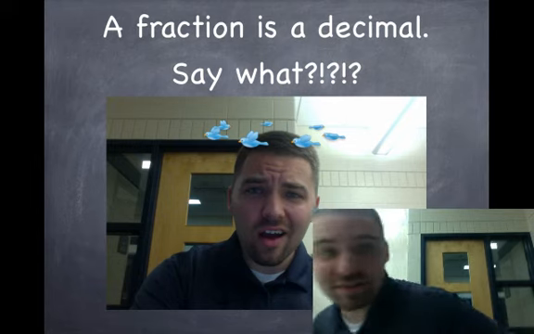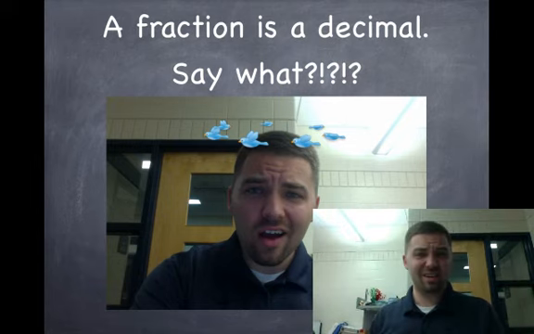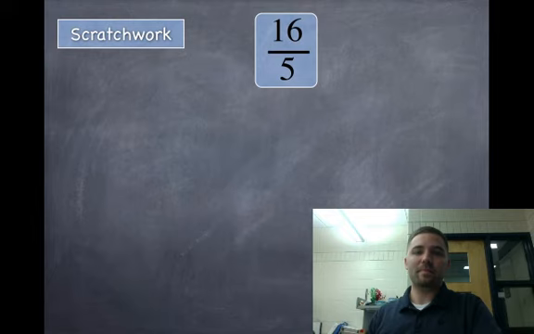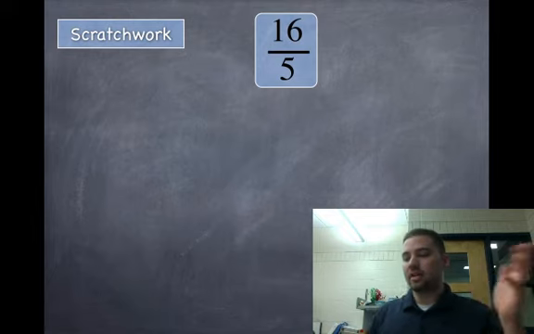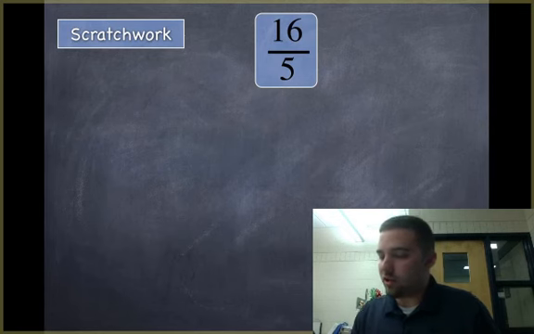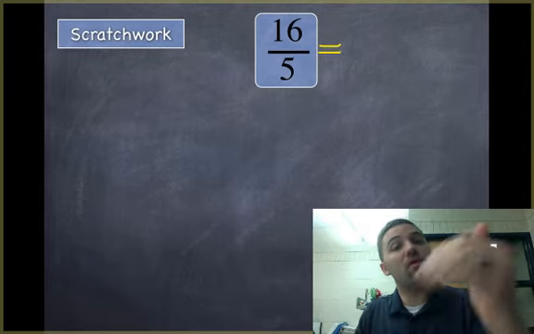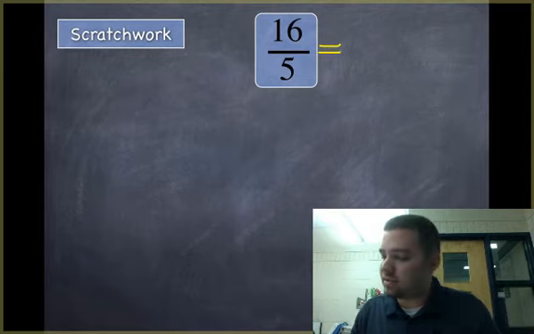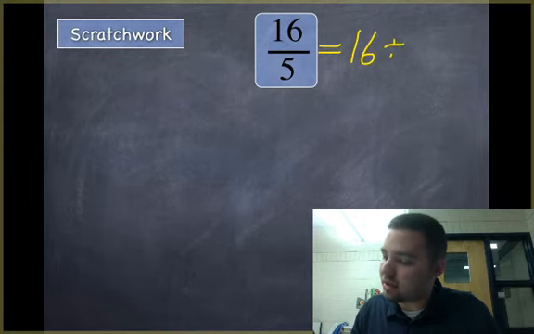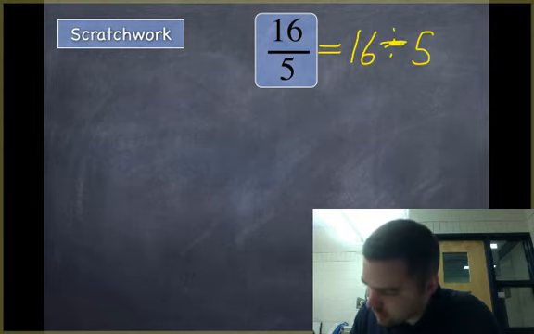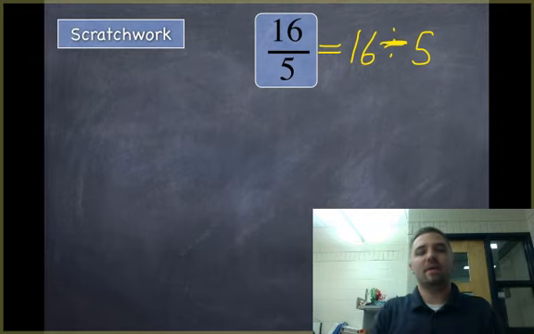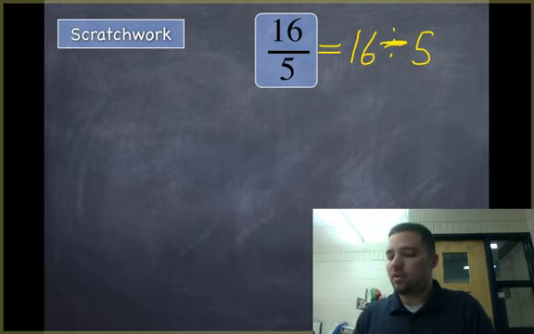All right, this lesson's entitled A Fraction is a Decimal. Say what? Okay, so we've already learned, hopefully, or maybe you already knew, that 16 over 5, the fraction, can be written as 16 divided by 5. And since we know that, we know we can do this.